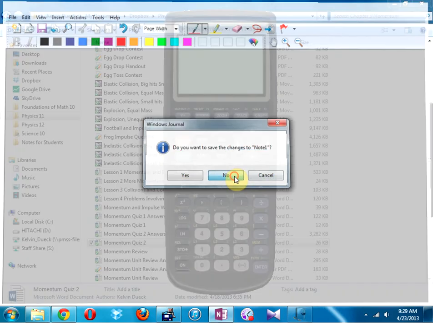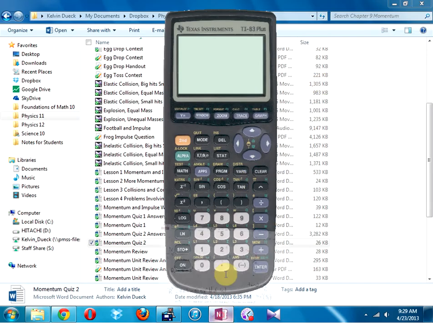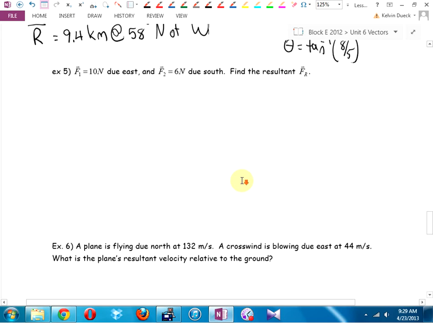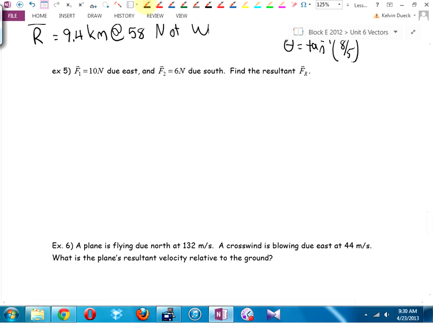Don't worry if that didn't make sense to you. It will shortly. Let's do some more. Example 5. Force 1 is 10 newtons due east. Force 2 is 6 newtons due south. Find the resultant.